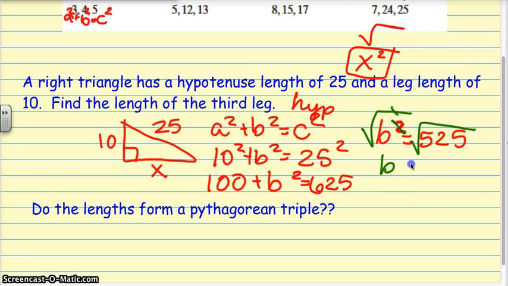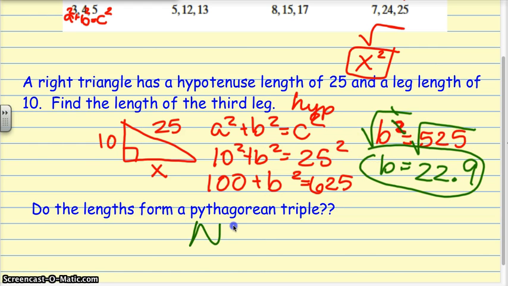You're going to need your calculator for this one. It's going to give you a decimal. I'm going to ask that you round, and I rounded to the nearest tenth. Is this a Pythagorean triple? No. Does this work? Yes, with a rounded value. Triple meaning, are they all three numbers nice? No, because this one was 22.9.